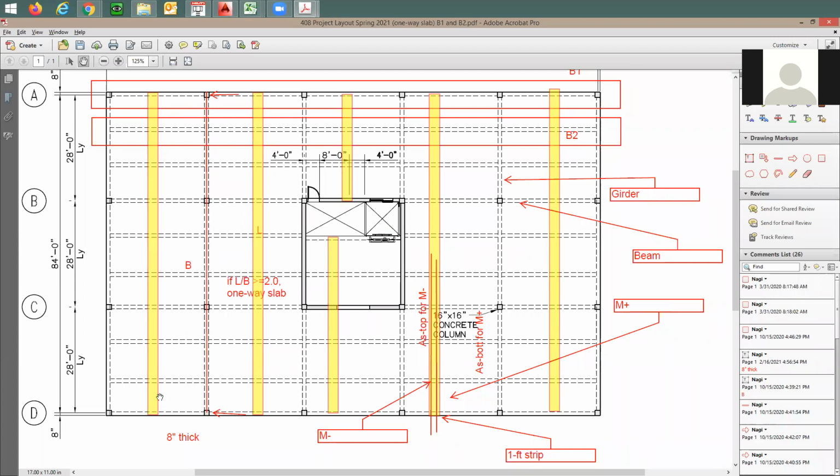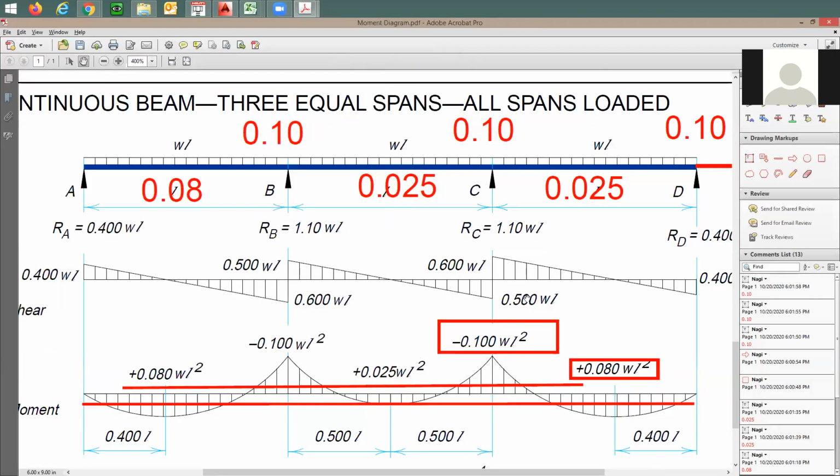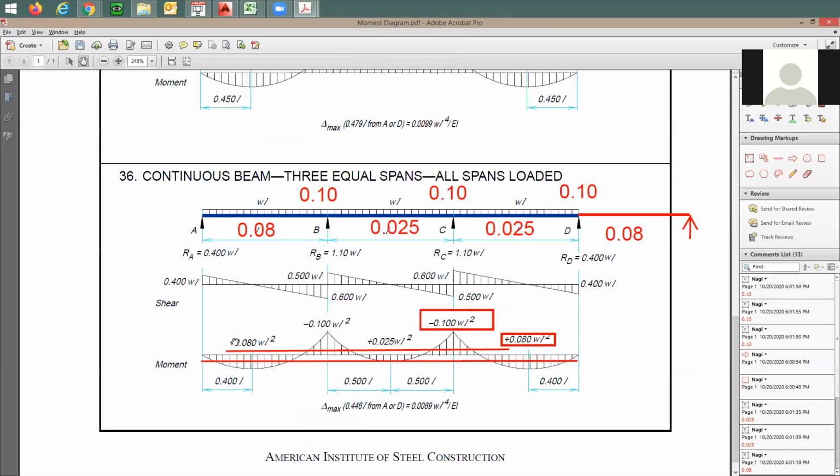You're going to have the maximum positive moment happening right here, in the first span, and the maximum negative happening right here. How do I know this? Let me go back here. Maximum positive happens right here, in the first span, and maximum negative happens at this span.